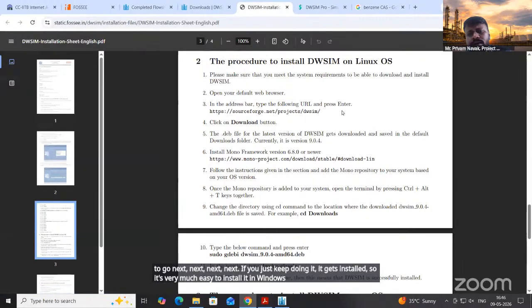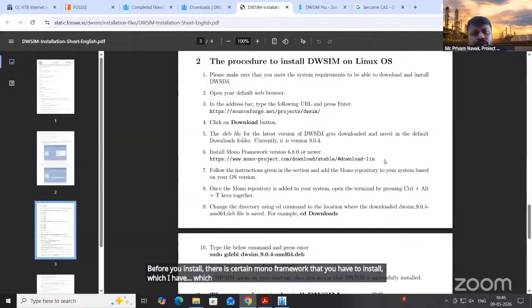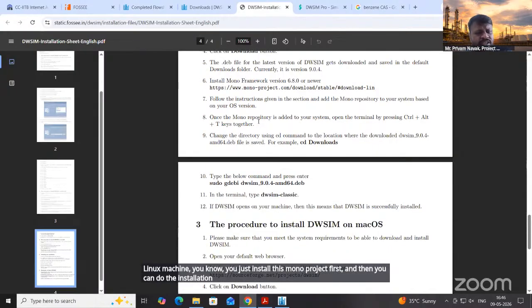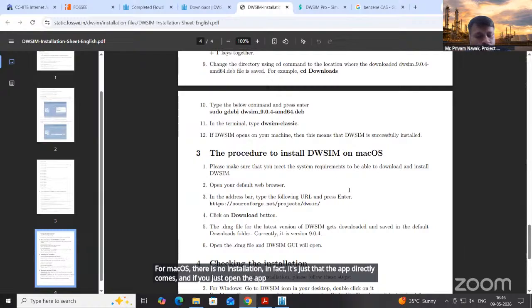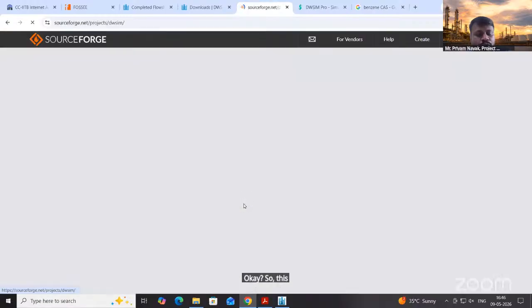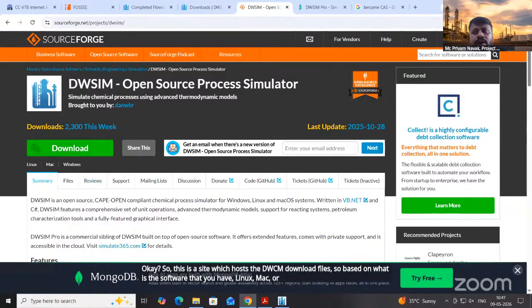In Linux, before you install, there is a certain Mono framework that you have to install, which is clearly mentioned here. So if you want to install on a Linux machine, you just install this Mono project first, and then you can do the installation. The process is mentioned. For Mac OS, there is no installation. The app directly comes, and if you download that app and open it, DWSIM will run on Mac OS. There is no need for separate installation. There is an app that comes if you go to this website. This is a site which hosts the DWSIM download files, so based on whether you have Linux, Mac, or Windows, it will download accordingly.